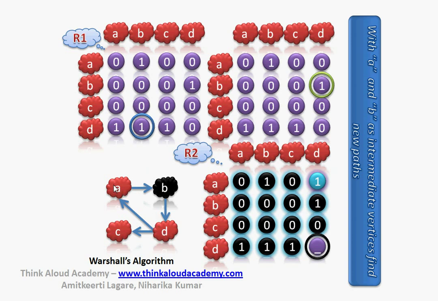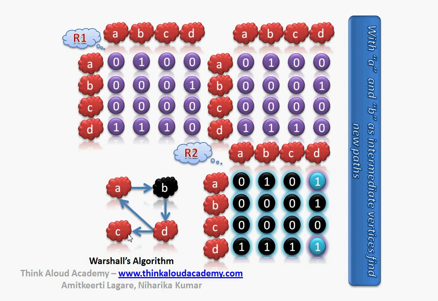Now D to A, we already have a directed edge, so we don't want B in between. This value, we simply copy as 1 from here. And D to B, we have found a path, so we don't want B as an intermediate vertex. There's already a 1, so we write it as it is. Then D to C is also a 1, because there is a directed edge from D to C. So I'll simply write a 1 here.